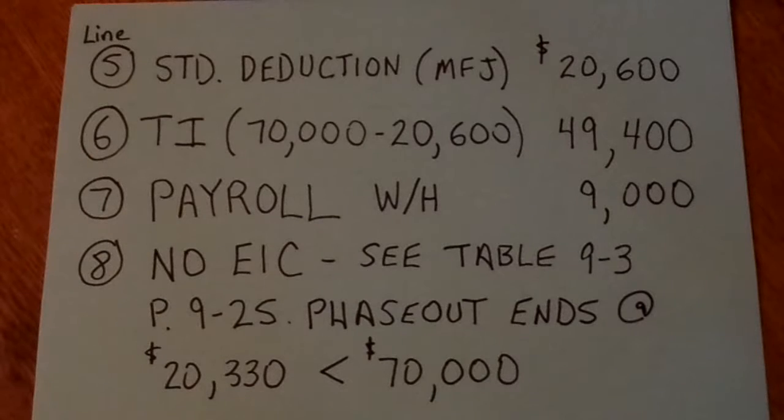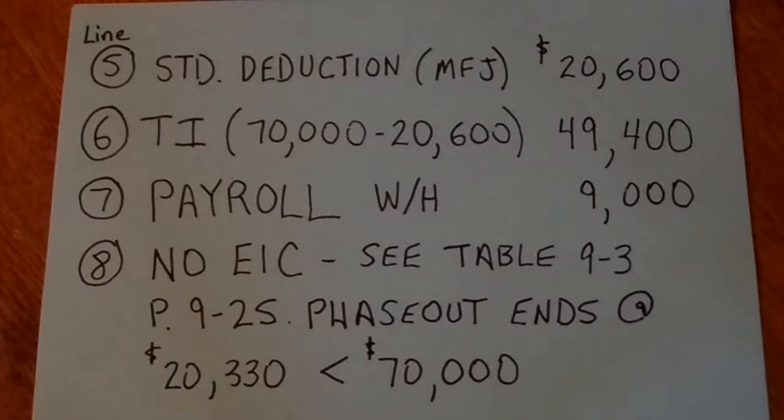Now, these two probably got W-2s from their employers showing that they had withholdings of $9,000. You might, for example, imagine they each make the same amount of money and they both had $4,500 withheld from their check, and that means that they've actually set aside $9,000 to pay their taxes.